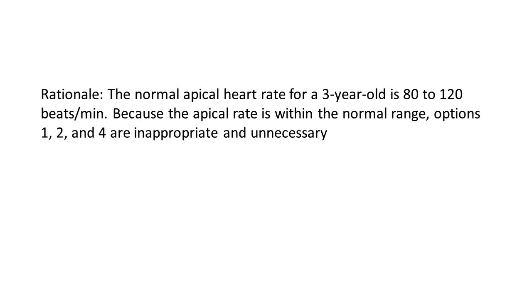Rationale: the normal apical heart rate for a 3-year-old is 80 to 120 beats/min. Because the apical rate is within the normal range, options 1, 2, and 4 are inappropriate and unnecessary.